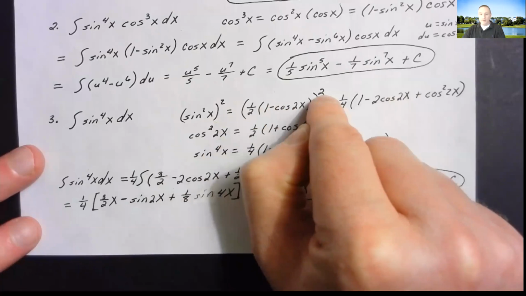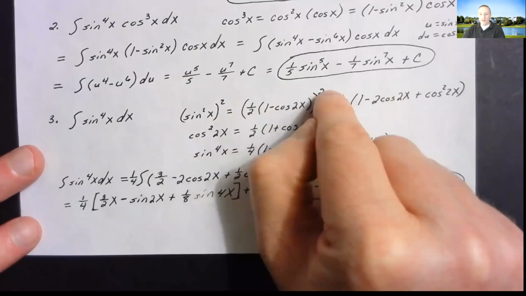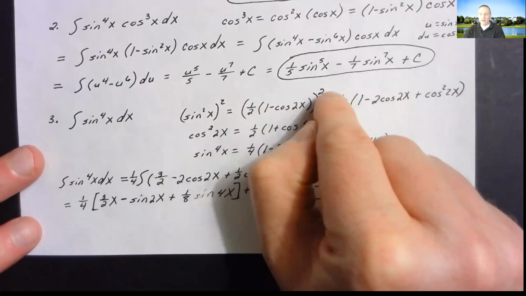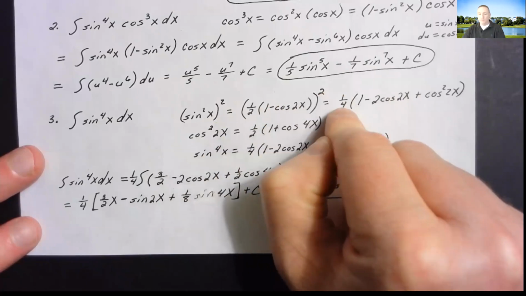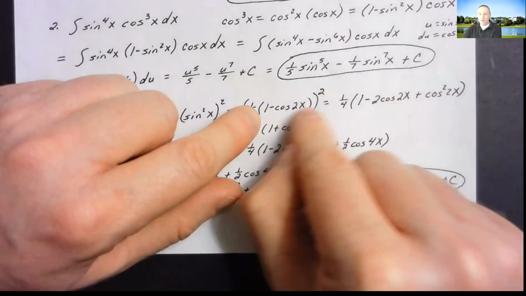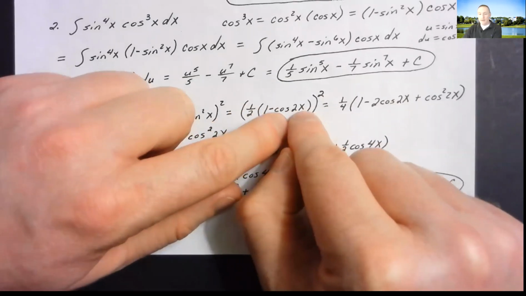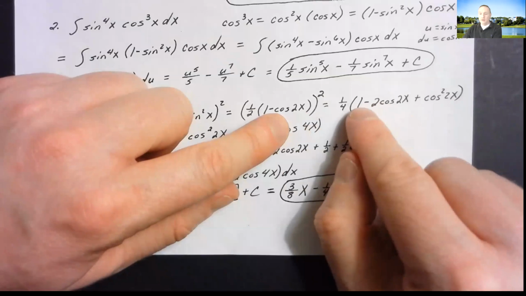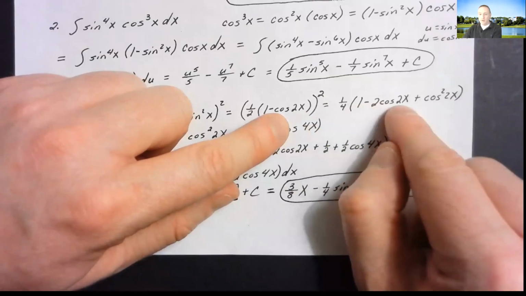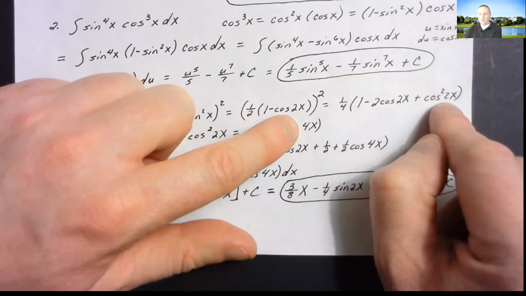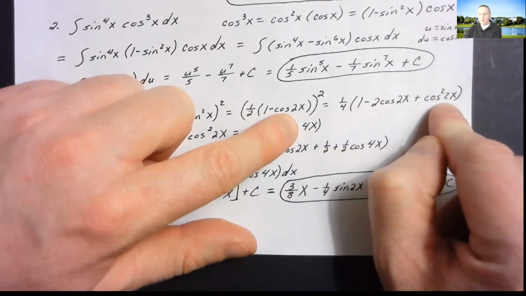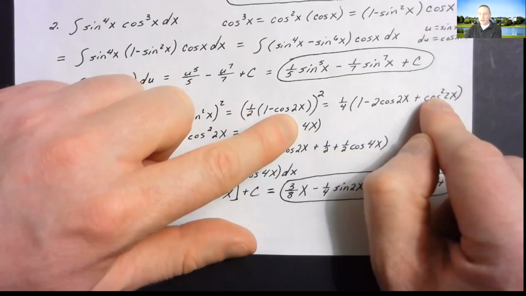No problem. Especially when it's a product like this, I can say, well, then that 1/2 is going to become 1/2 times 1/2, which is 1/4. And then I need to square out this binomial. When you say 1 minus cosine 2x times 1 minus cosine 2x, you get 1 minus 2 cosine 2x. And then your last term is going to be cosine 2x times cosine 2x, cosine squared 2x.